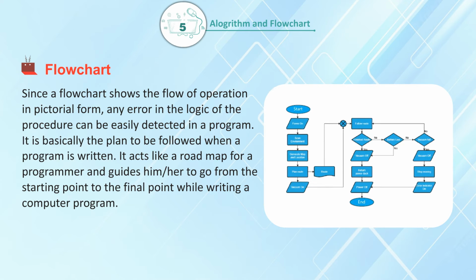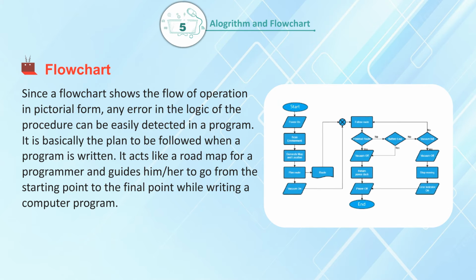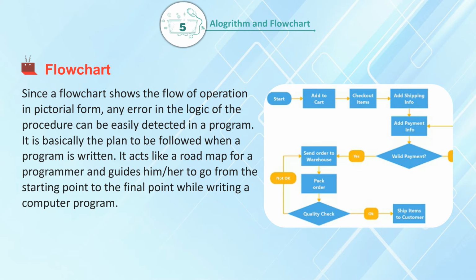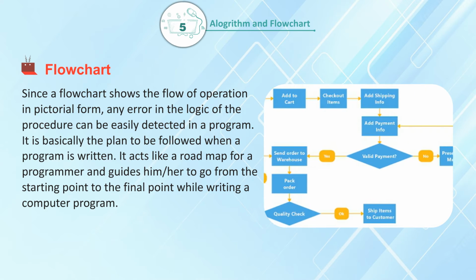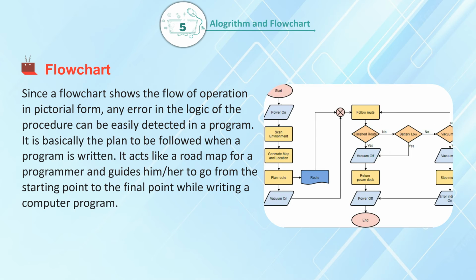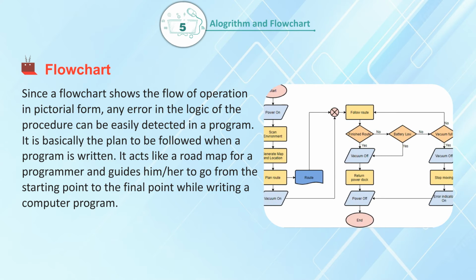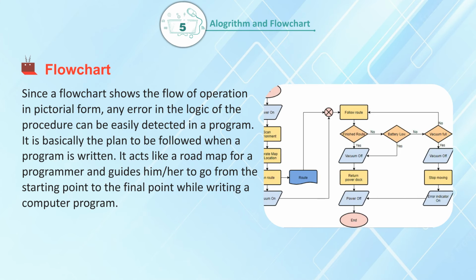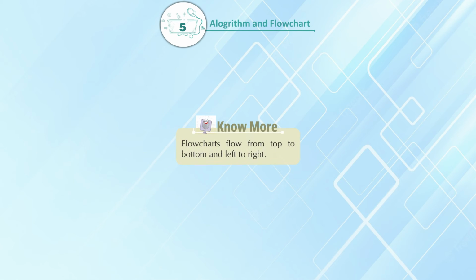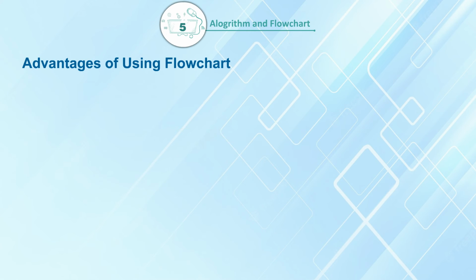It is basically the plan to be followed when a program is written. It acts like a roadmap for a programmer and guides him or her to go from the starting point to the final point while writing a computer program. Flowcharts flow from top to bottom and left to right.